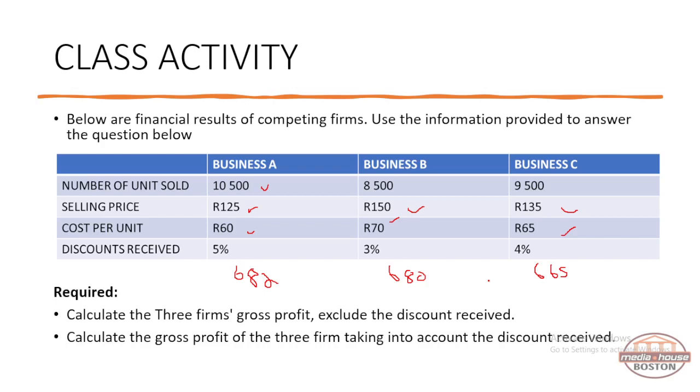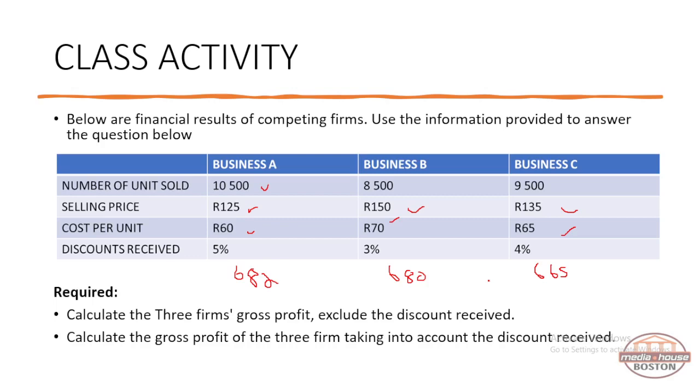So now by just the look of this, we can say that business number A is the one that is generating more gross profit. It is generating more gross profit because it has a higher number of units being sold, which allows it to generate more revenue compared to the others.